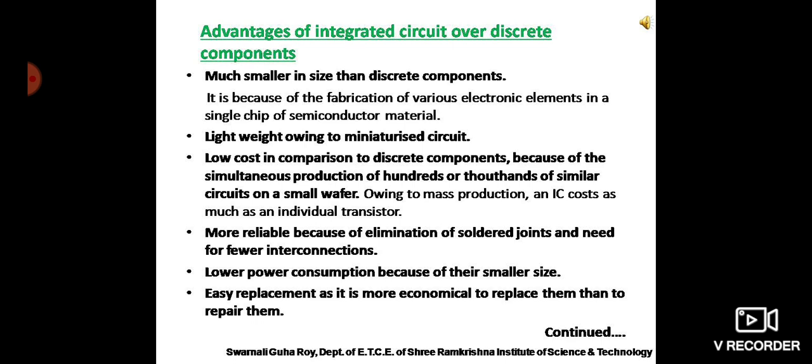The next advantage is that ICs can be replaced very easily, and it is more economical to replace an IC than to repair it. That is, whenever we are doing any experiment with ICs in our labs, if an IC is damaged, it is better to replace it than to repair it.